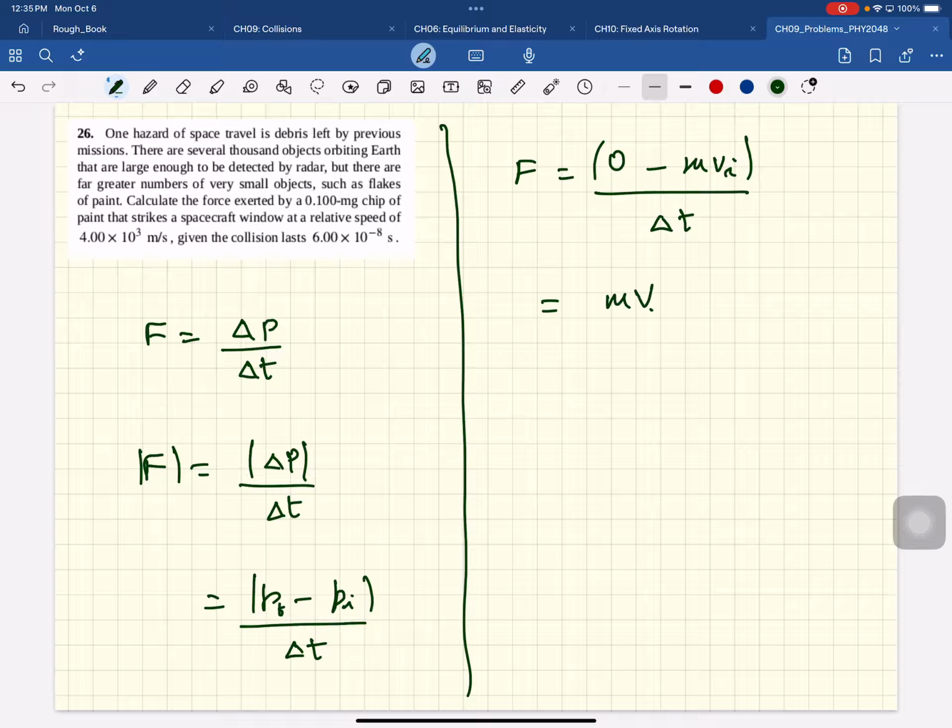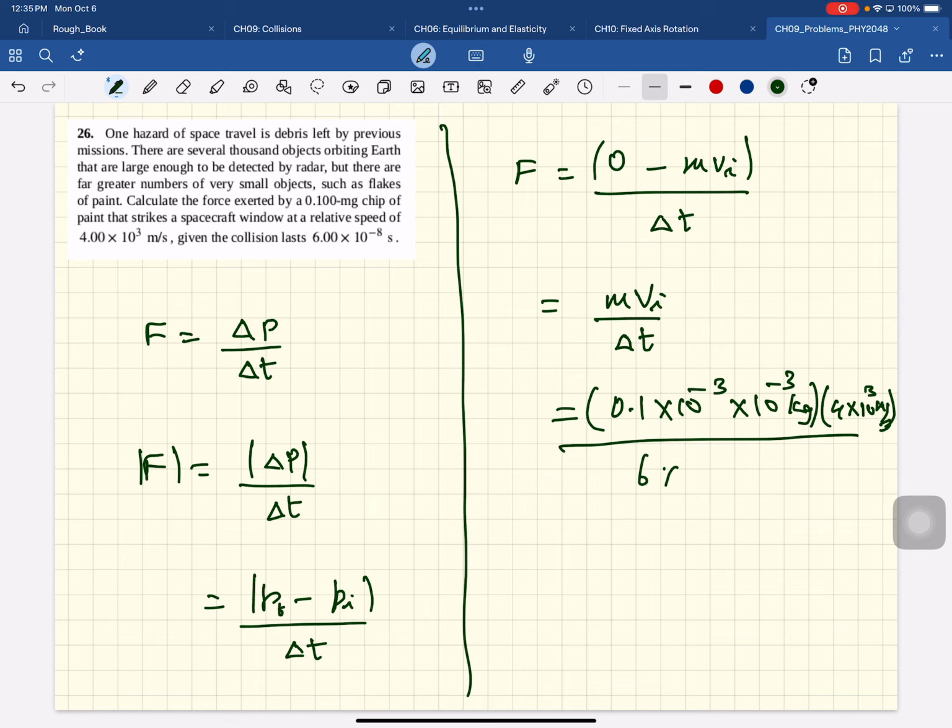All right, so 0.1 milligram, milli is 10 to the minus 3, and then a gram is 10 to the minus 3 kg. Okay, so velocity is 4 times 10 to the 3 meters per second. And this happens in 10 to the minus 8 seconds. Okay, so all these units will give you newtons. Okay, so the force is measured in newtons.